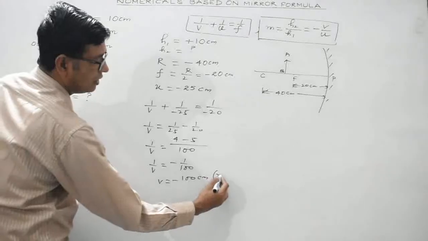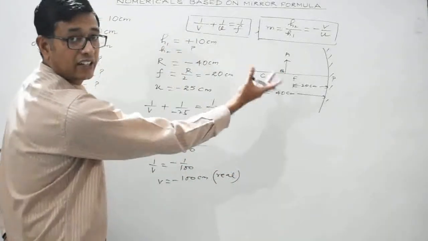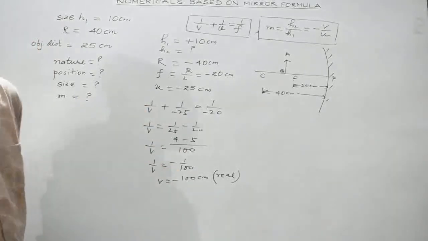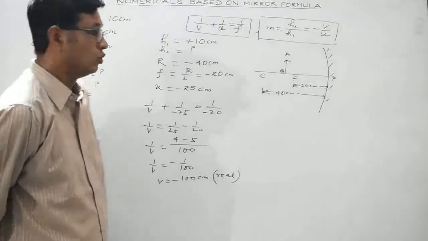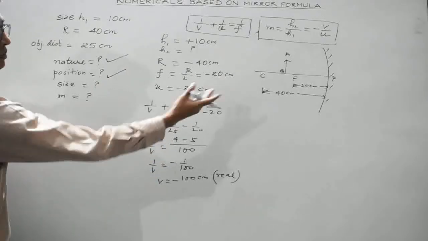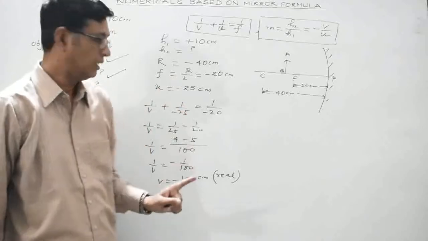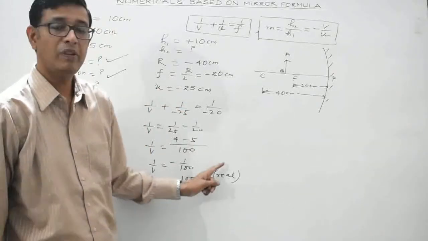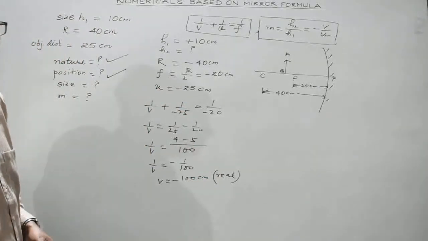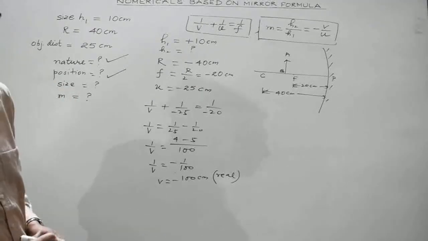Minus means the nature of the image is real. Look, I've told you, the image is found beyond C, greater than 40 centimeter. This is the answer. So we have discussed the nature and the position. Image is found beyond C at a distance of 100 centimeter from the pole. Negative sign suggests that the nature of the image is real. Right? Now regarding the size, how to determine the size?